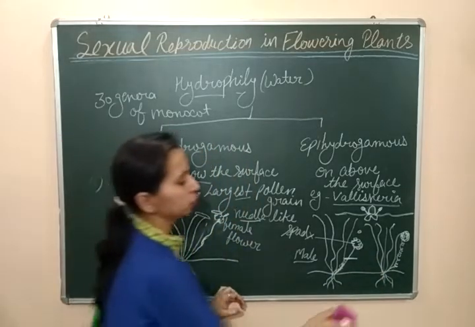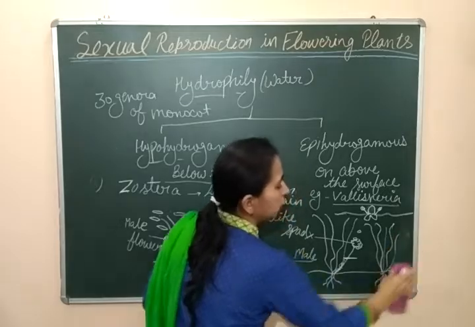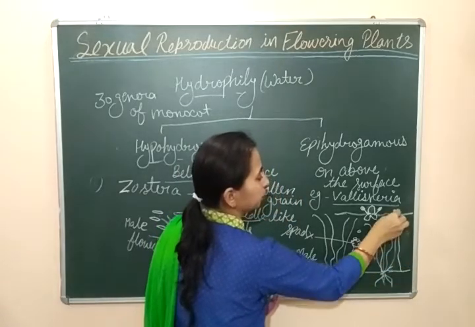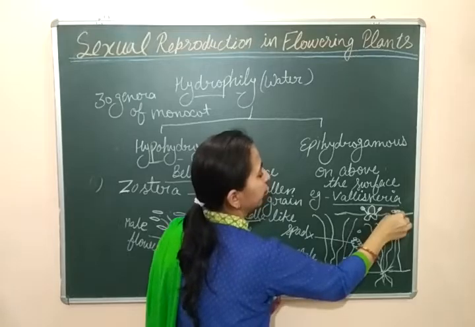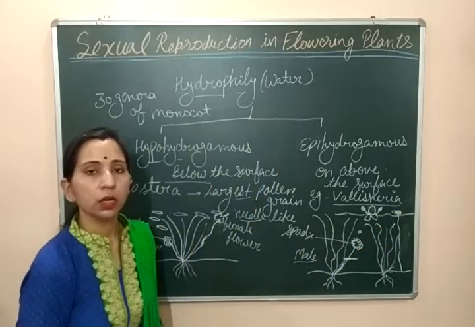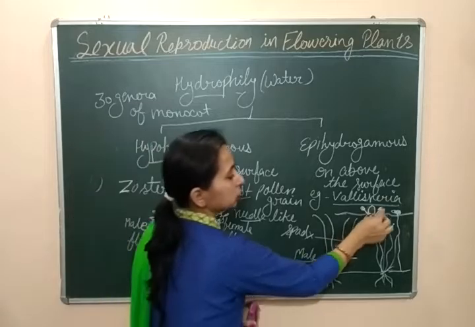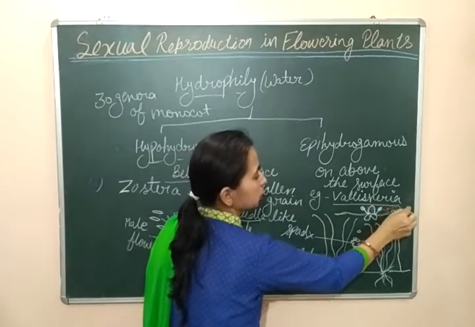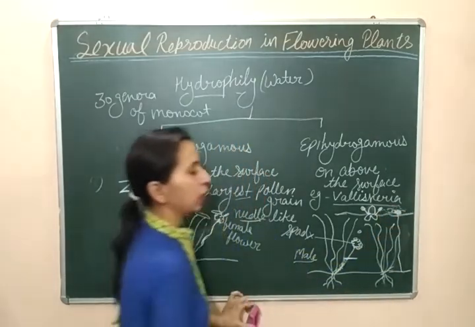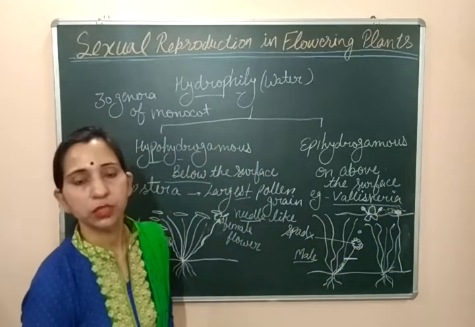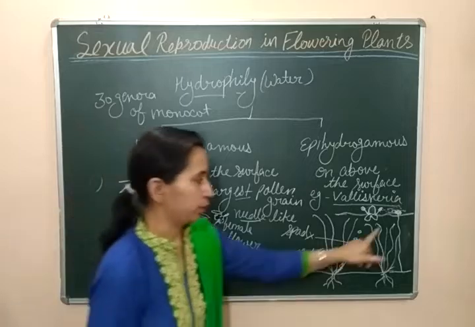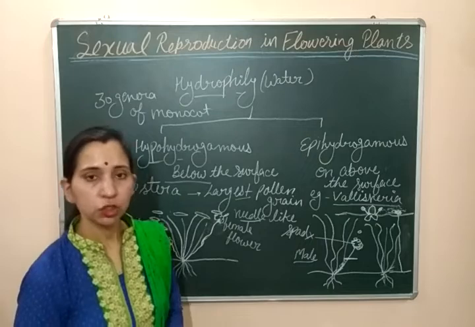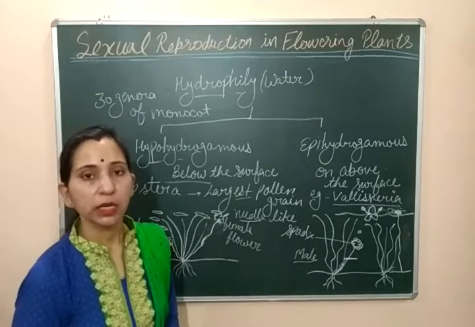Let's see how it will happen. It will uncoil and this female flower reaches the surface of water. At the same time, the anthers will burst and the pollen grains will release. And when these pollen grains get released, they reach the stigma of this female flower. After reaching there, they will start germinating and will do fertilization.